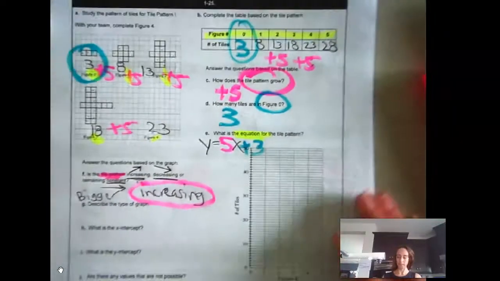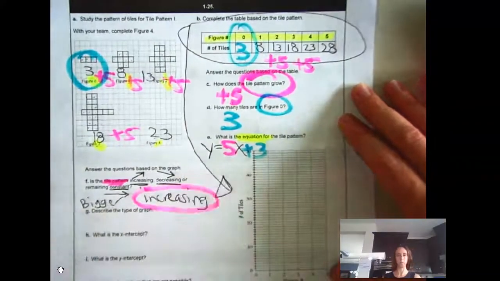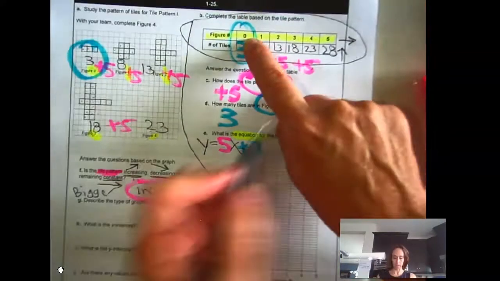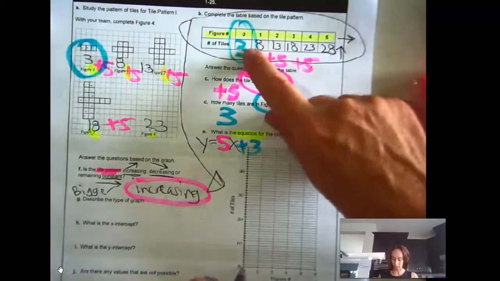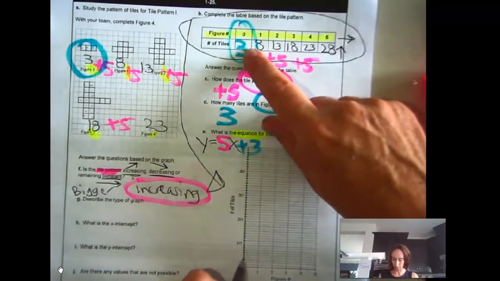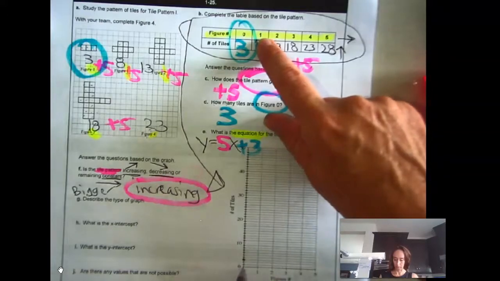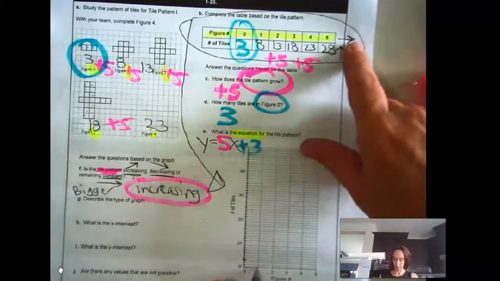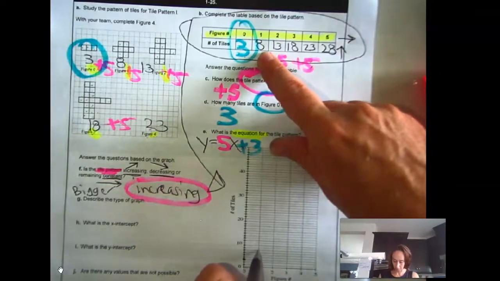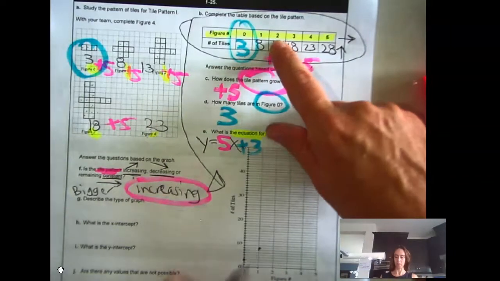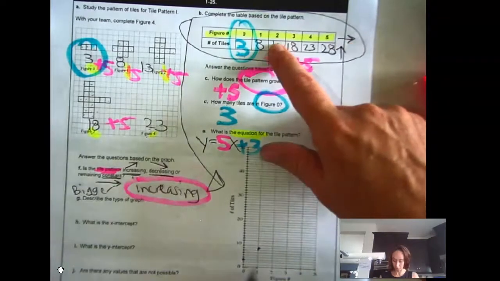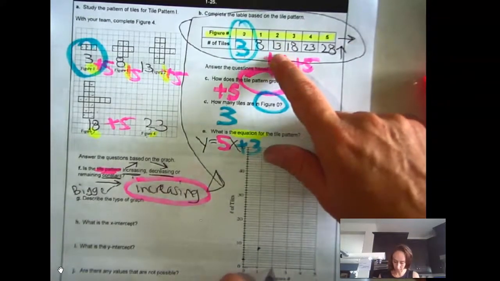Okay? So now what they want us to do is take this and put it here. Okay? This number makes you go to the right. This number makes you go up. So I go like this. I don't go to the right, but then I go up 3. This one, I go to the right 1, and I go up 8. This one, I go to the right 2, and I go up to 13.